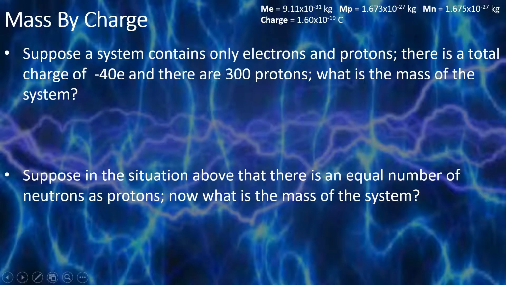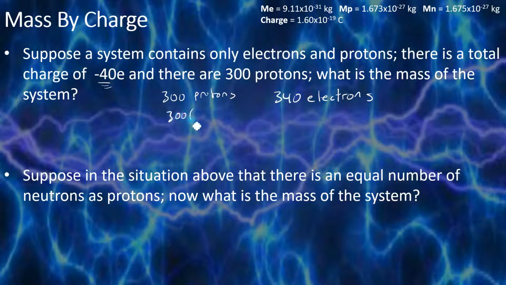Suppose the system contains only electrons and protons. There is a total charge of negative 40, and there are 300 protons. What is the mass of the system? So our first step in this type of problem is to figure out how many of each of these atomic particles we have. If we have 300 protons and a net negative charge, that means we have 40 more electrons than protons. So we are going to have 340 electrons because we have a net negative charge.